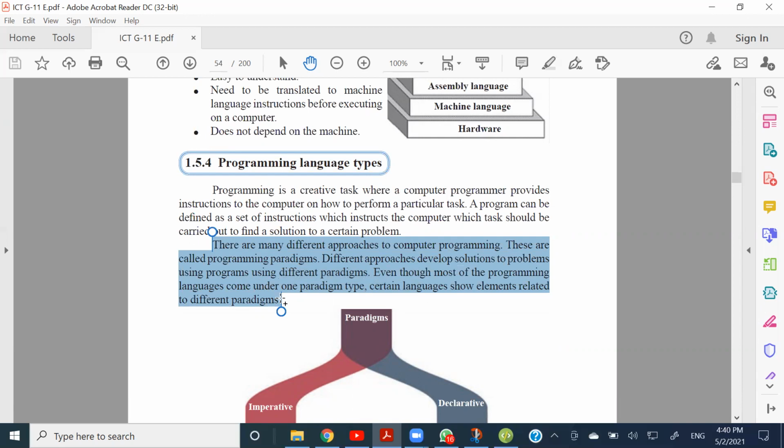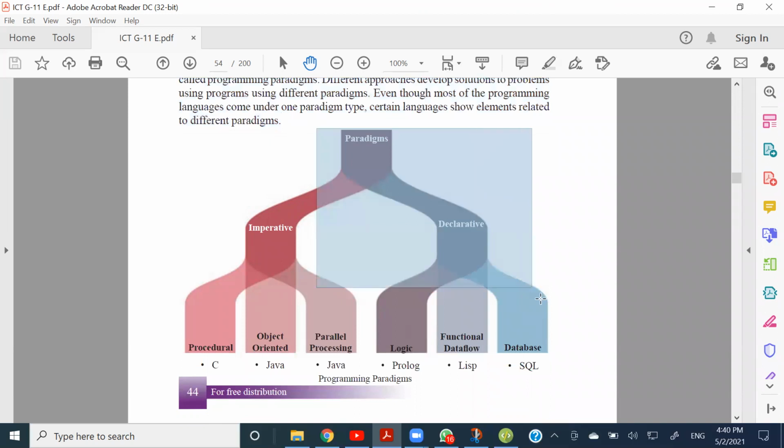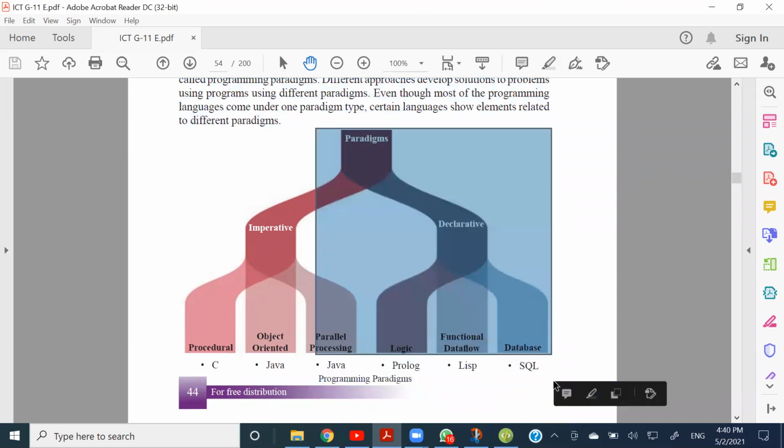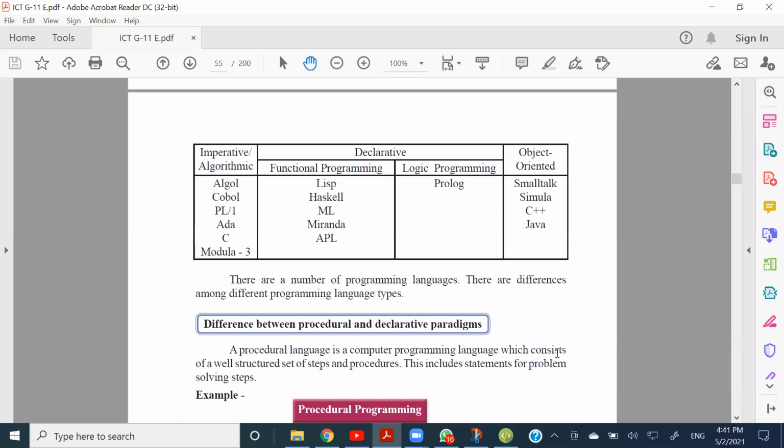And you'd better draw this picture. So you can draw it like a hierarchy. Right? So the second paragraph, please mark that plus the picture. And you don't need to bother about the table.